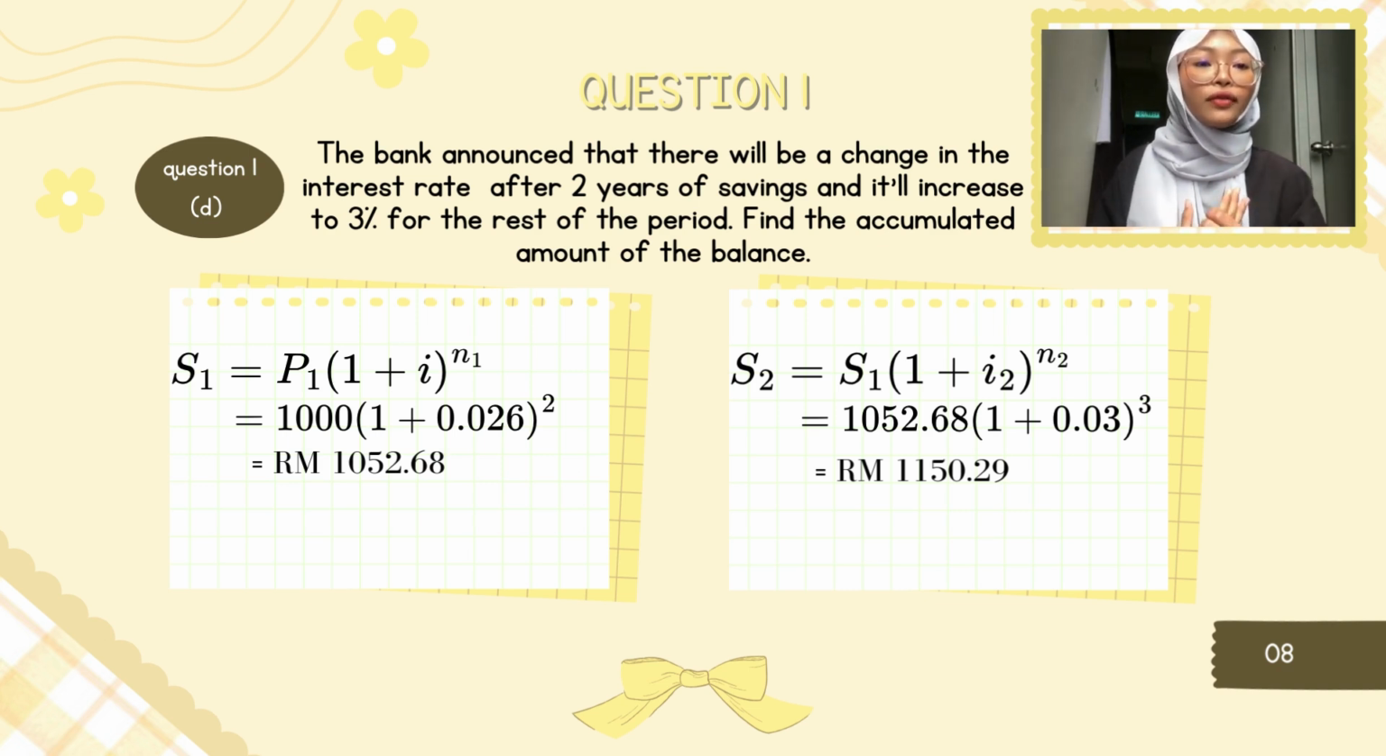Okay, so let's continue with the second formula, which is S2 equals S1(1 + I2)^N2. So as usual, we need to substitute all the information into the formula. So it will be 1052.68 times (1 + 0.03). This is the new interest rate, with the power of 3. This is the balance of the year. So the answer for S2 is RM1150.29.